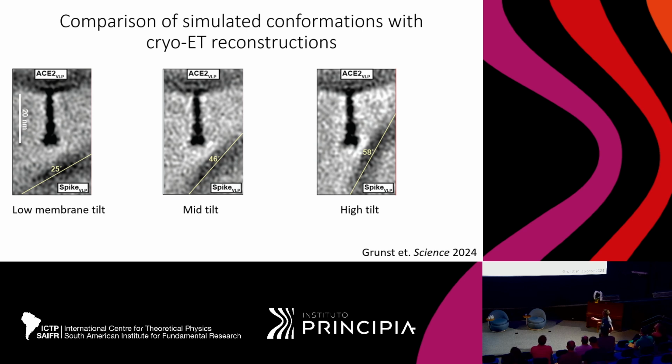But they couldn't make any sense of their data, and then they took our movies and images and put them upside down. And they said, oh wow, it sort of looks like what we're seeing experimentally. And so they reached out to us and we went back to our trajectories.